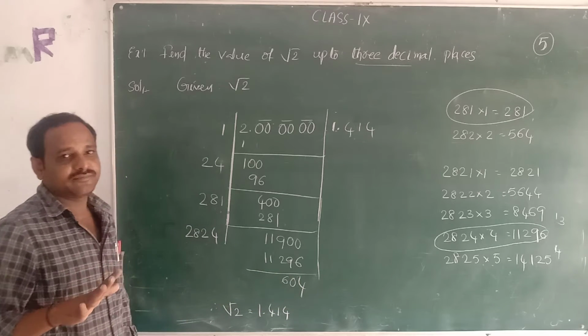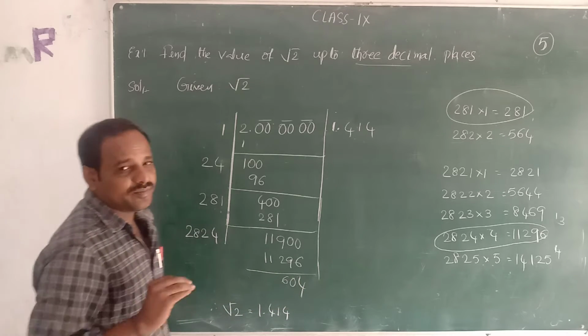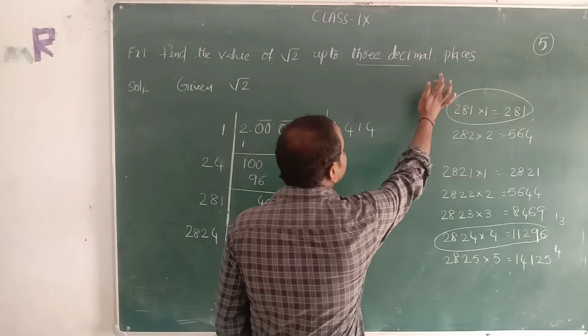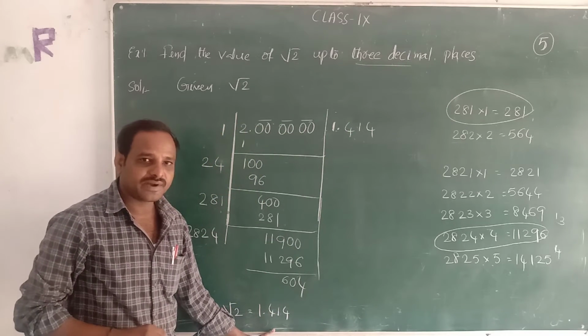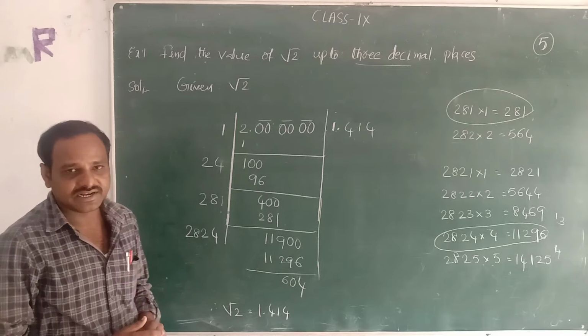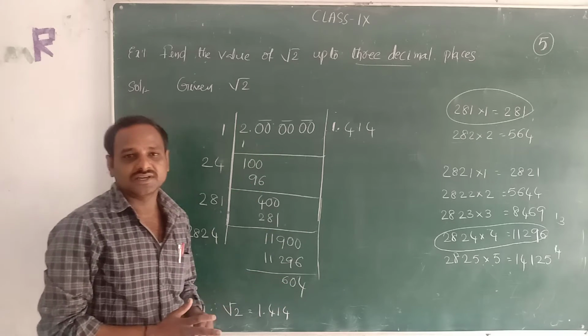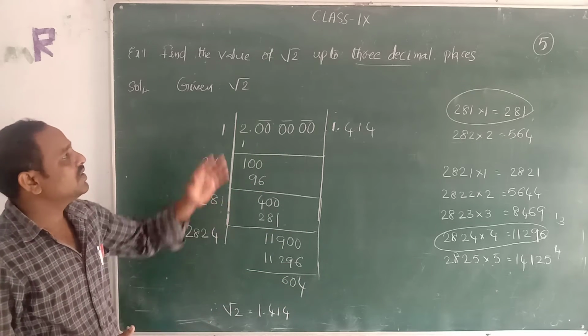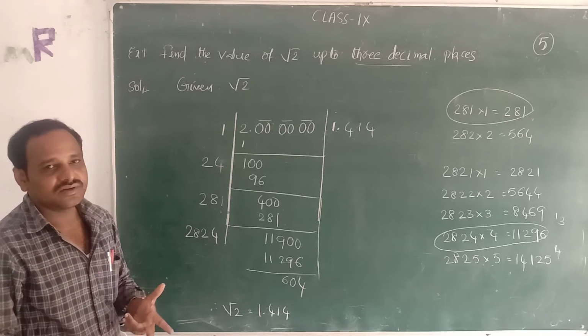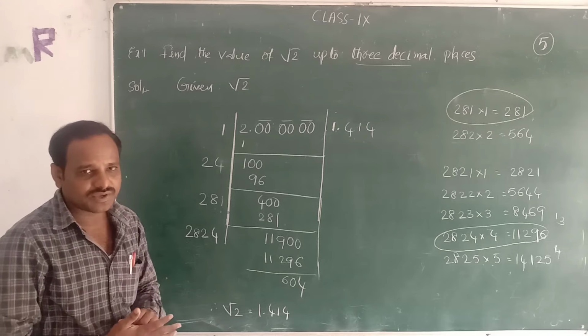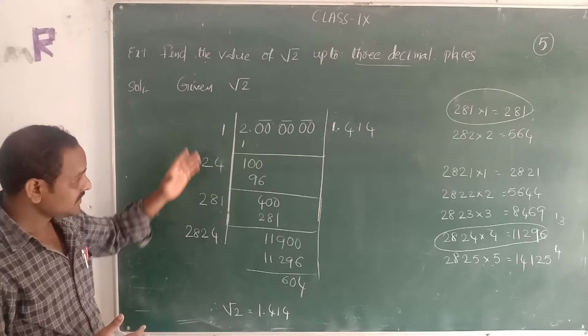Let's stop here, because up to how many decimal places did he ask? 3 decimal places. So the value of root 2 is how much? 1.414. Did you understand? So this is the process to find the value of root 2 or root 3, root 5, root 7, like that. Did you understand? Right?